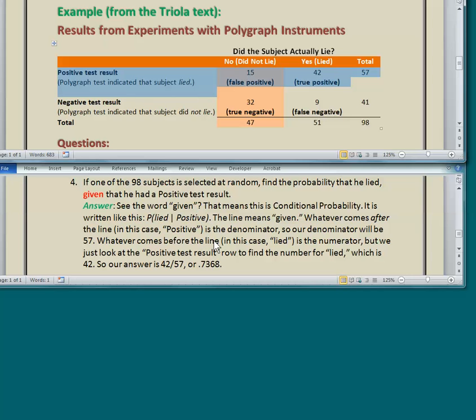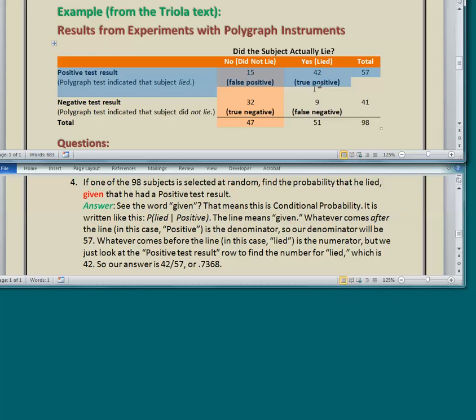Whatever comes before the line, in this case lied, is the numerator of the fraction. And again, we just look at the positive test result row. So whatever comes before the line, lied, is the numerator. So lied is right here, the 42, right? We're just looking at this row. We're no longer looking at the whole thing. So the number who lied, just looking at the positive test result row, is 42. So that is going to be our numerator.